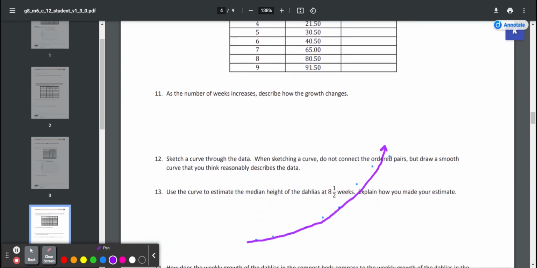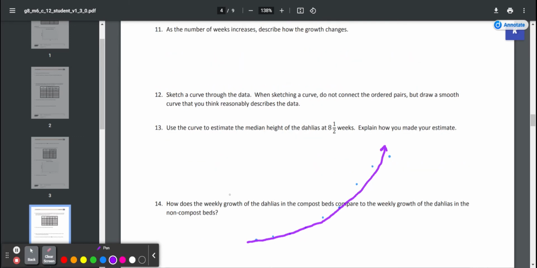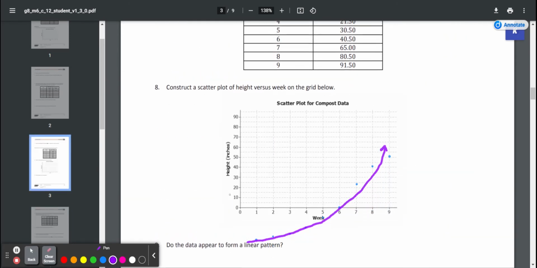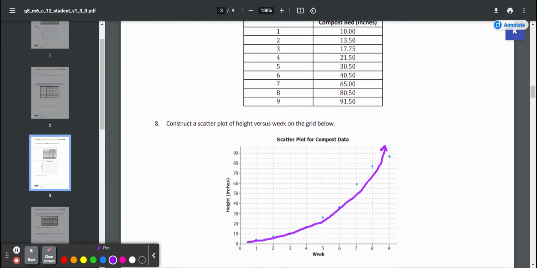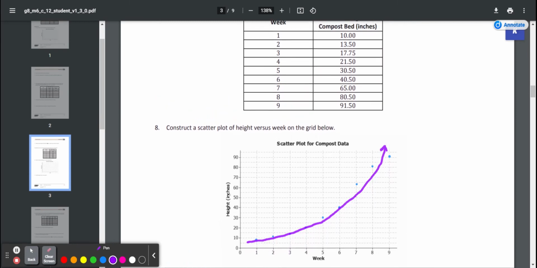Number 12 is the one that says sketch the curve through the data. When sketching a curve, do not connect the ordered pairs. We use the curve to estimate the median height at 8.5 weeks. I'm going to come back to this, and that's why I wanted to leave this on here for a second. So we're about there. At 8.5 weeks, this is where we have our judgment call. 8.5 weeks is somewhere in here, and we would say that, again, it's probably about 85 inches.